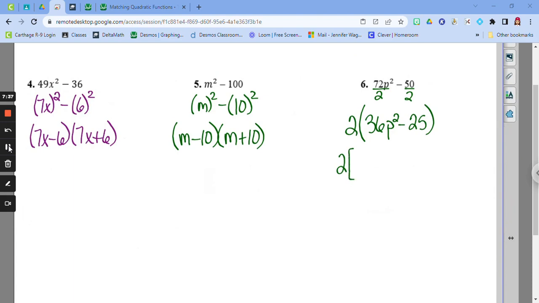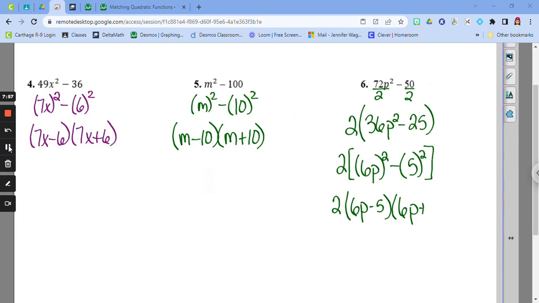I'm going to use a different grouping symbol so I can see what I'm working with. I have 6p squared minus 5 squared. So again, the 2 is just along for the ride. 6p minus 5, 6p plus 5. So sometimes you have to factor out a GCF first to get the difference of squares.